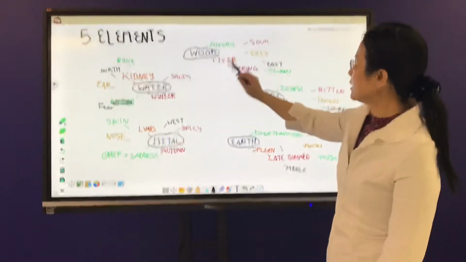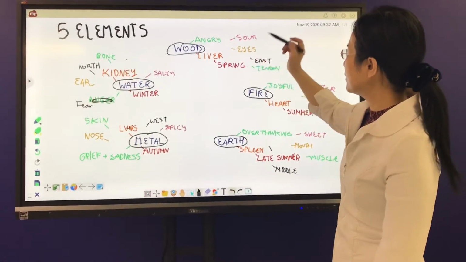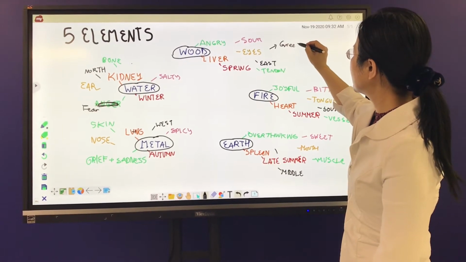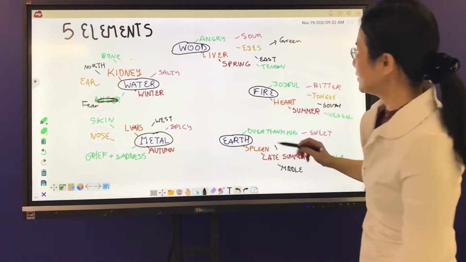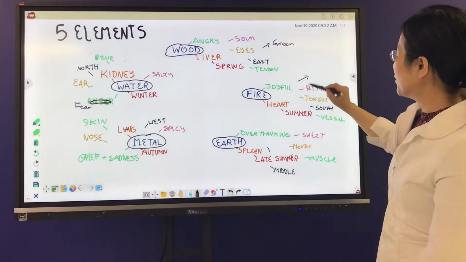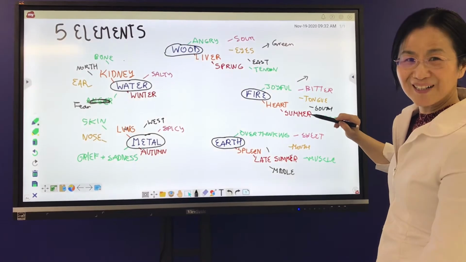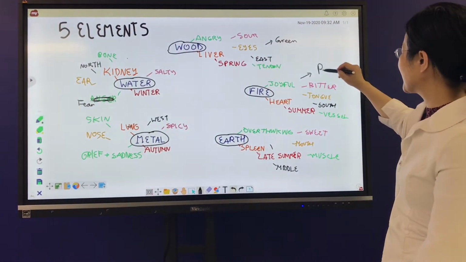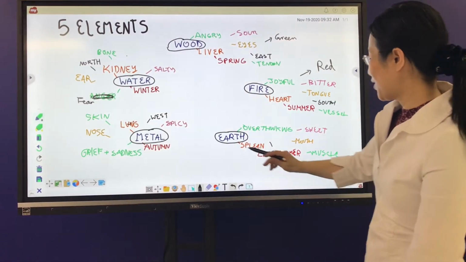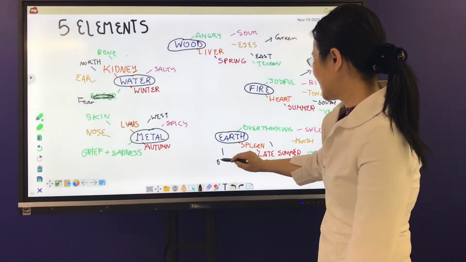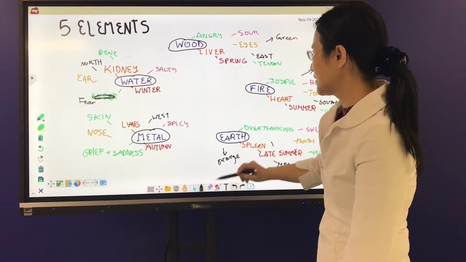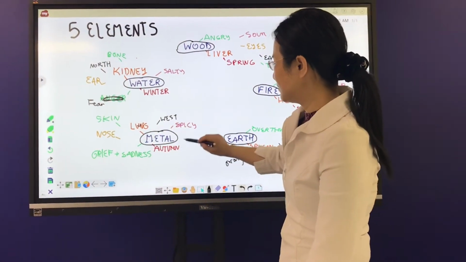So for the wood, liver, spring, eye, sour, the color is green. Green, wood. That makes sense, right? All the wood is green. And the fire, everybody knows. What is the color of the fire? Red. Red, right? Yes, it's red. Fire, red. What is the earth color? Orange, right? Or yellow. Orange or yellow is the same. So this color. And then what about the lung? Metal, white.